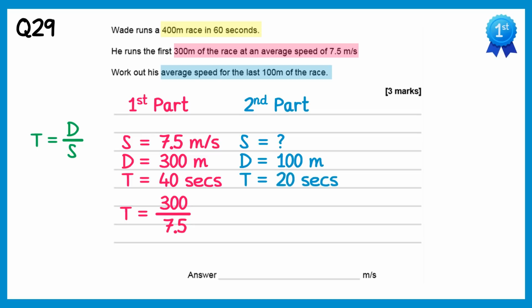So we're left with the speed for the second part. The formula for speed is distance divided by time. The distance in the second part is 100, and the time is 20 seconds. So 100 divided by 20 is 5 meters per second. And that's the answer to the question.